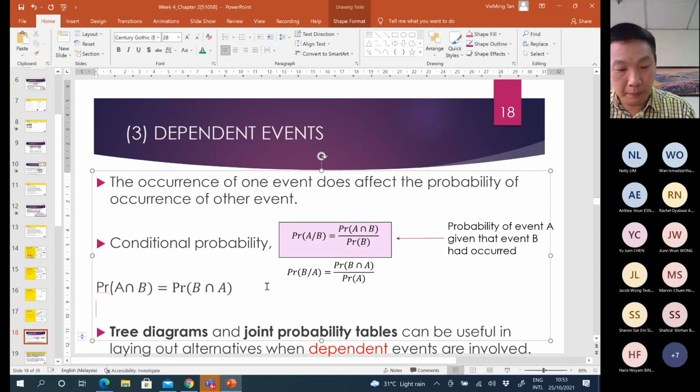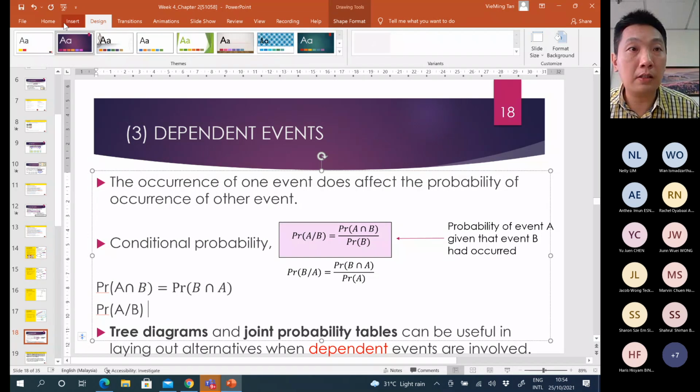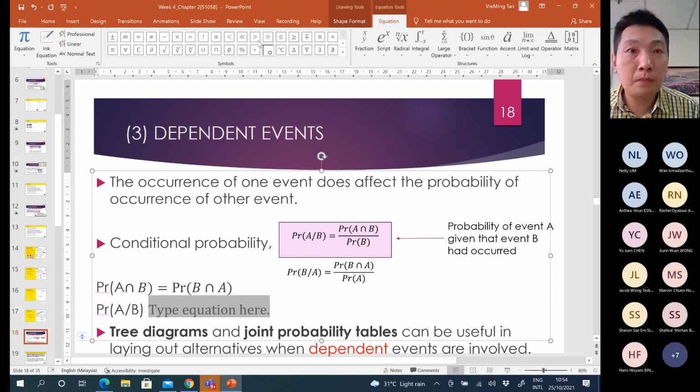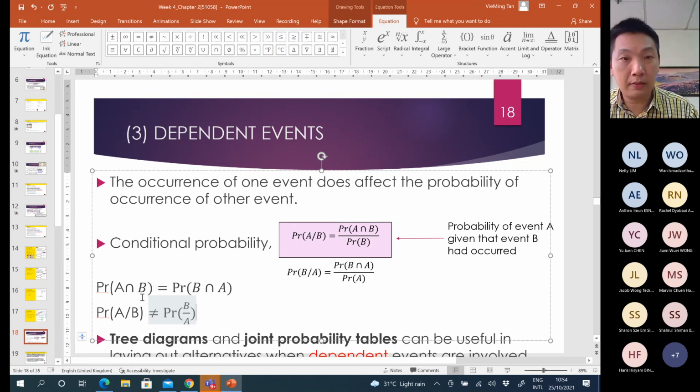you cannot say that probability A given B is always equal to B given A. It's not always, so I better put the not-equal symbol, this one, okay? Probability A given B is not always equal to probability B given A, different meaning, okay? But A intersect B is equal to B intersect A, okay?